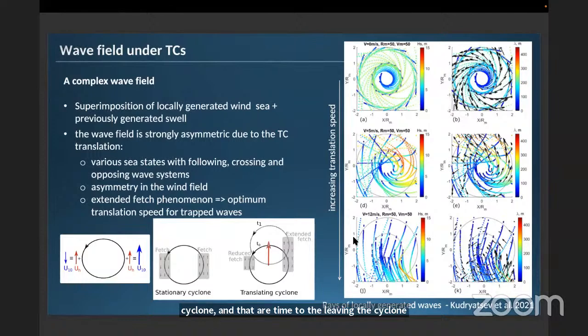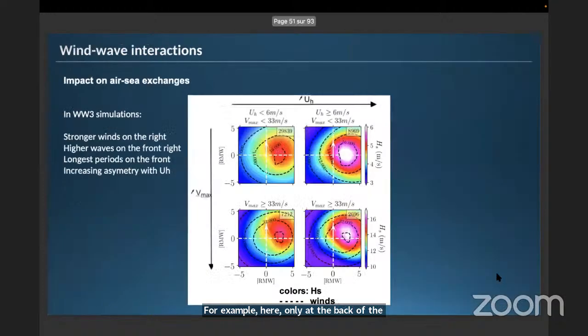But when the cyclone is moving faster and faster, you can see that all the waves will be, for example, here only at the back of the cyclone. It really depends on the translation speed. And so here you have an average view of the wave field.